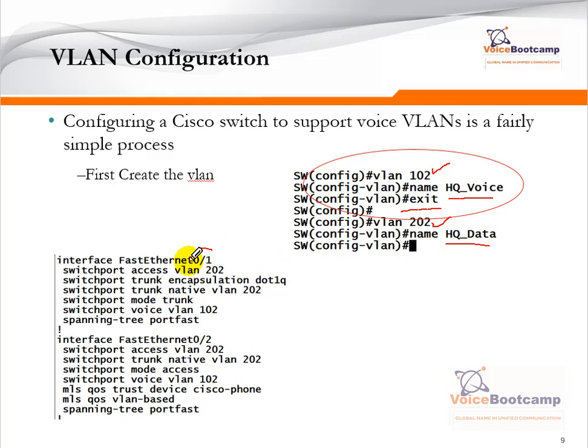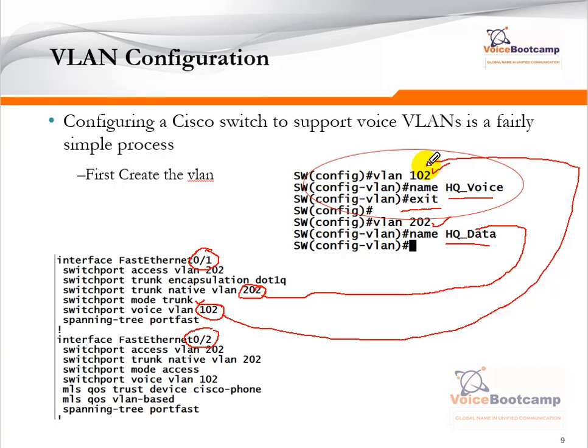Then I will go to the port where my phones and devices are connected. There I will say switchport mode trunk, switchport trunk native VLAN 202, that is my data VLAN that is created right here. Switchport trunk encapsulation dot1q, and of course switchport voice VLAN 102, which is the voice VLAN that's created right here.